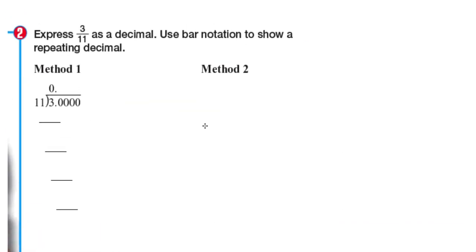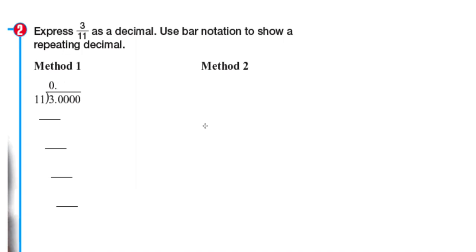Okay, and let's see how we convert a fraction into a repeating decimal using bar notation. Method 1. Okay, we have 3 over 11. That means 11 is our divisor that goes out of the house. 3 is our dividend that goes in.